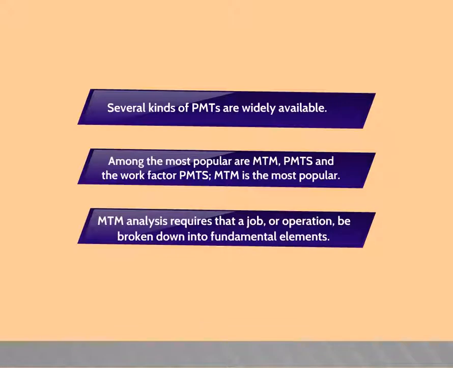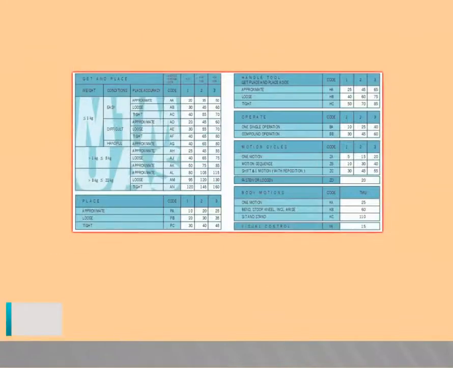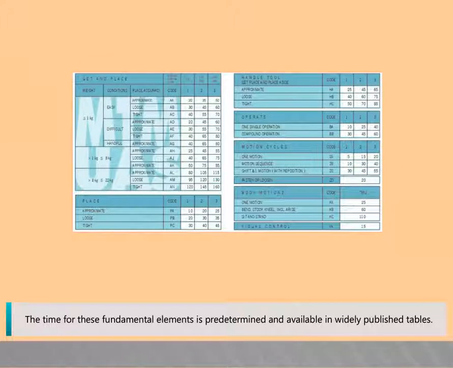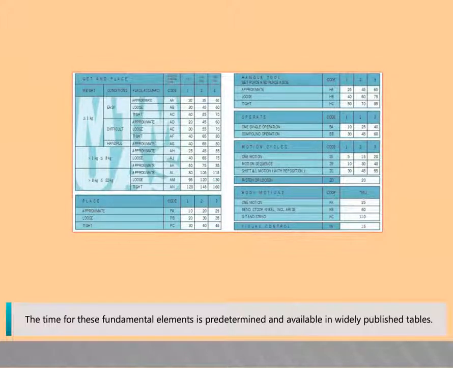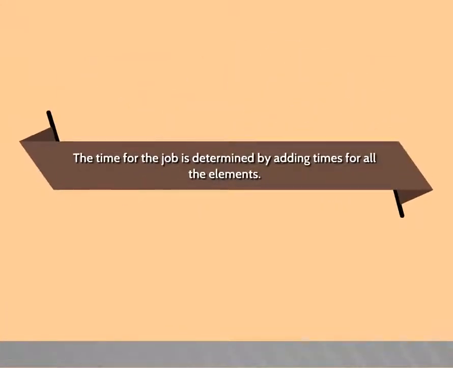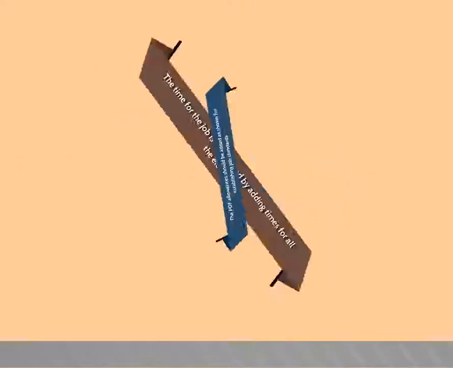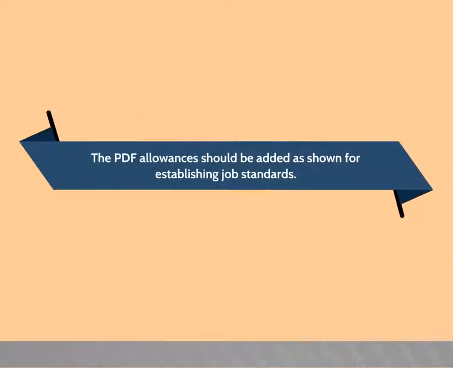MTM analysis requires that a job or operation be broken down into fundamental elements. The time for these fundamental elements is predetermined and available in widely published tables. The time for the job is determined by adding times for all the elements. The PDF allowances should be added as shown for establishing job standards.